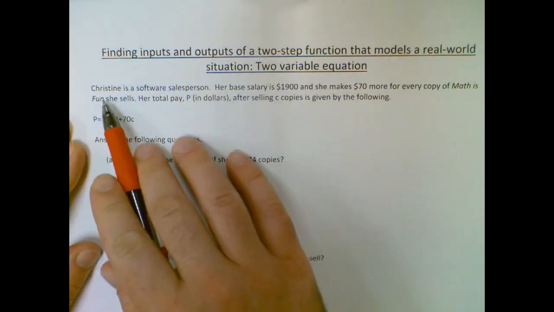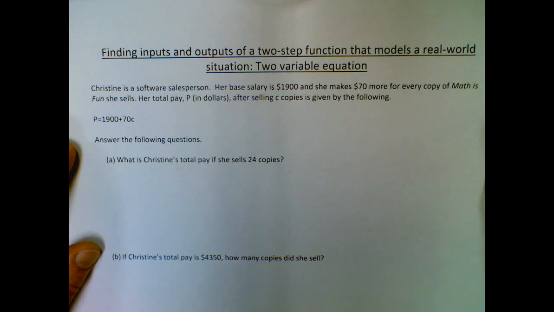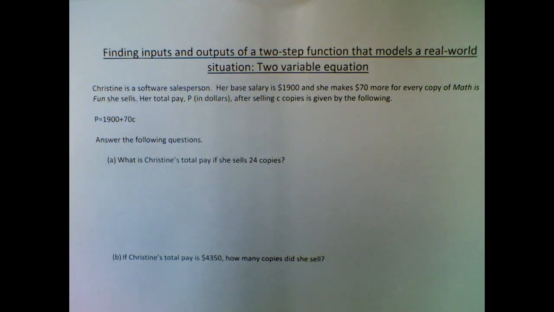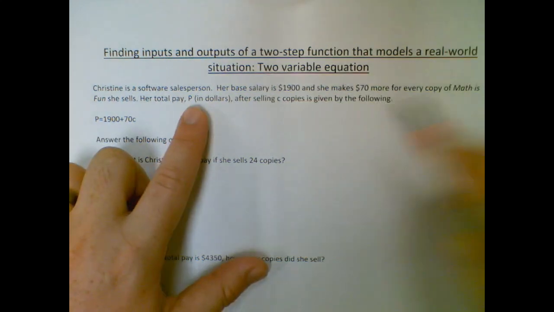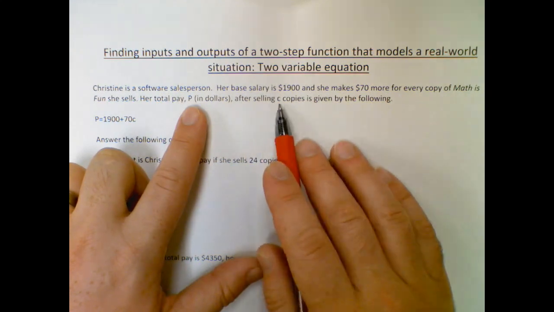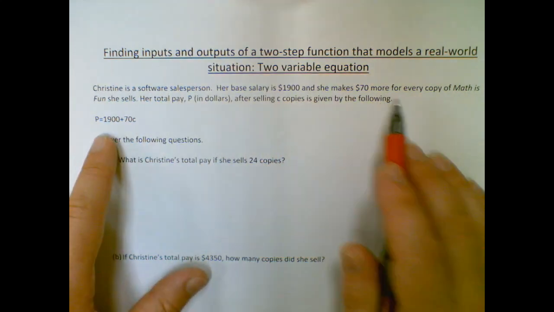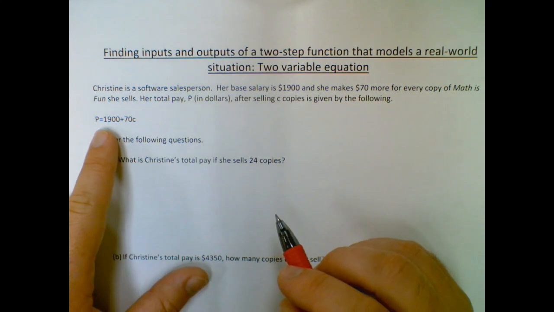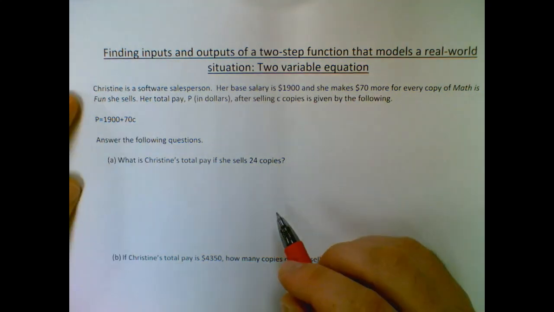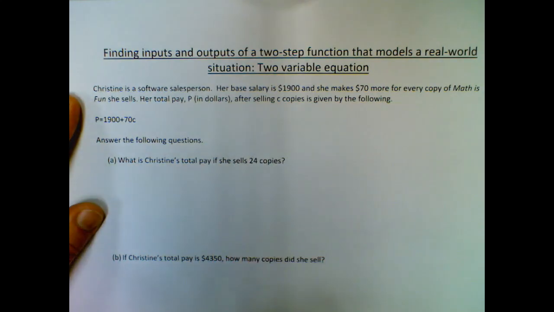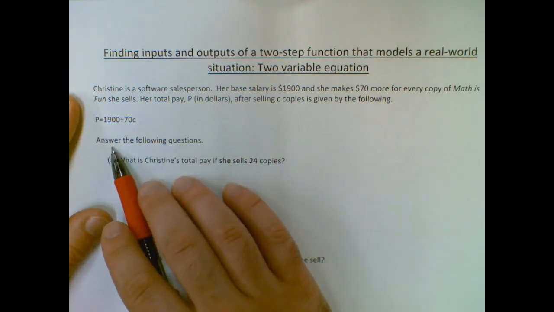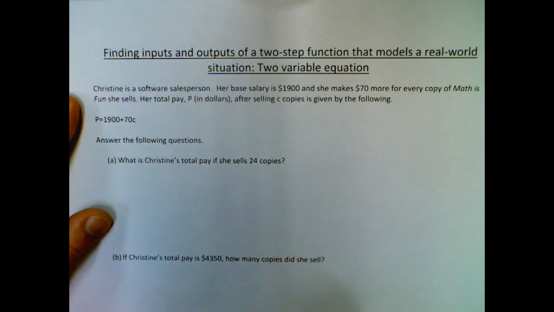So here we have Christine, who is a software salesperson. Her base salary is $1,900, and she makes $70 more for every copy of Math is Fun she sells. Her total pay, which stands for P and is measured in dollars, after selling C copies is given by the following. P equals 1,900 plus 70 times C, because it depends on how many copies she sells. Seems reasonable. Answer the following questions.